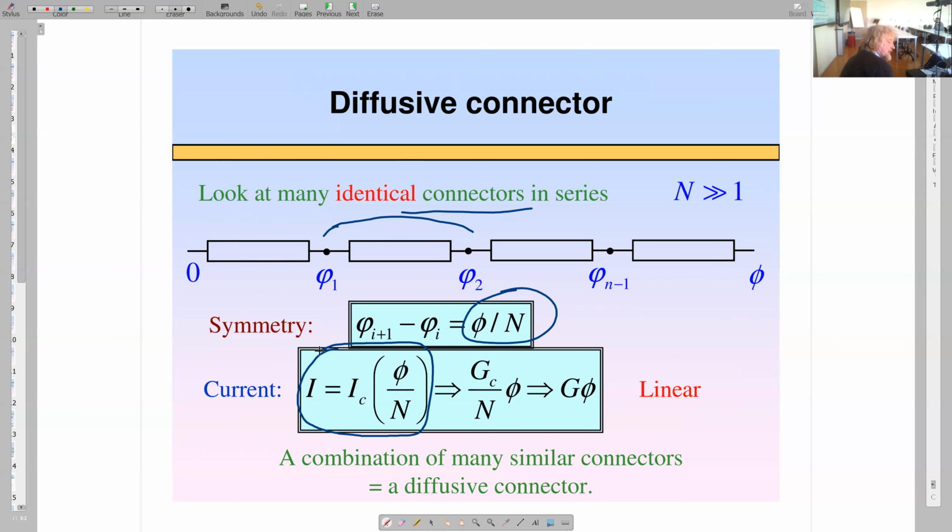What does it mean? It means that for many connectors, for many equal connectors, but I will argue that it will be the same. The resulting circuit is linear in phi. And one can regard it as a definition of diffusive.